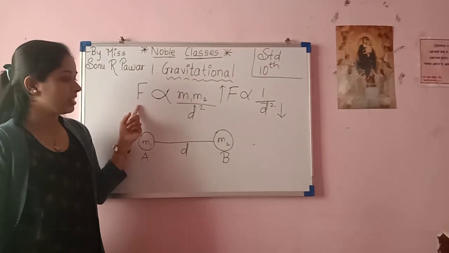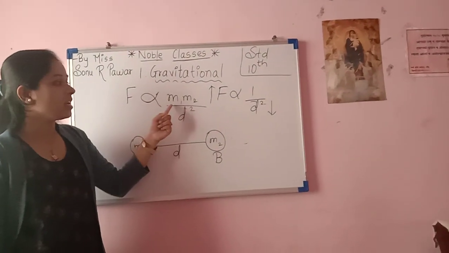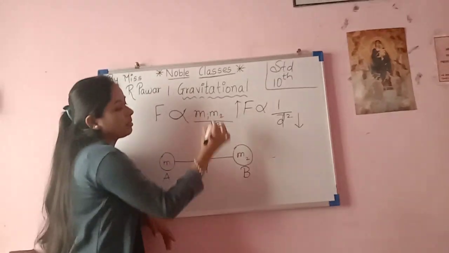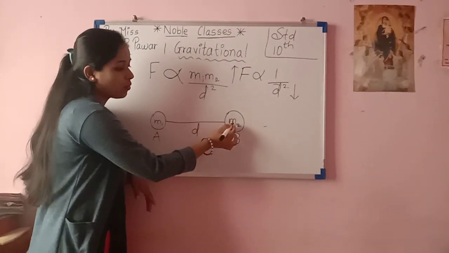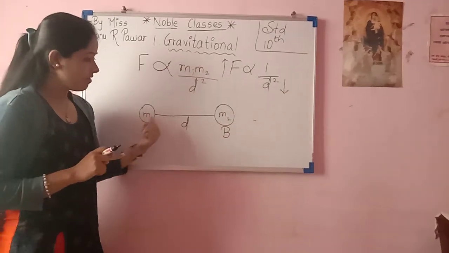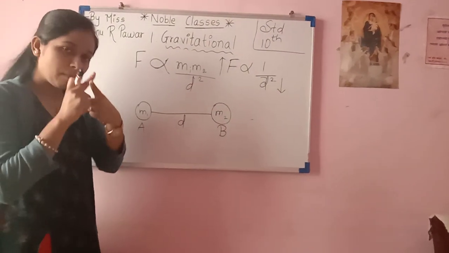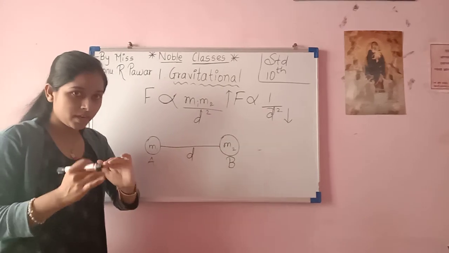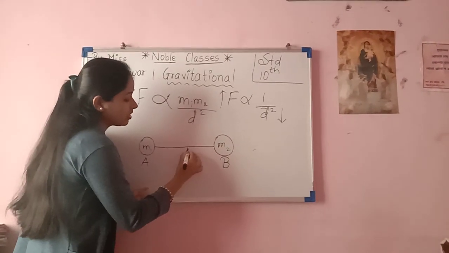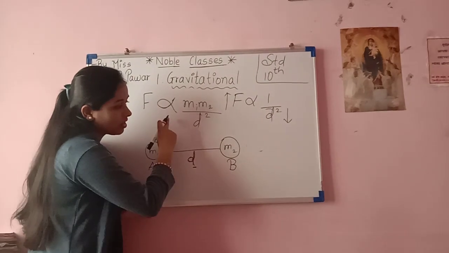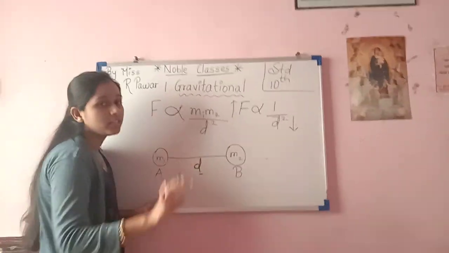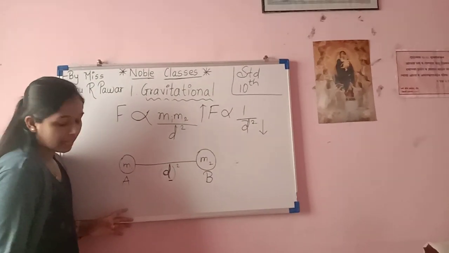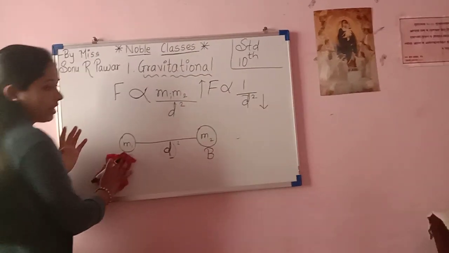Now here the statement is telling that gravitational force is directly proportional to the product of the masses. Product means multiplication. That means the masses M1 and M2 will be multiplied, and it is inversely proportional, which means it will come in the denominator, where D is the distance between them. So it is inversely proportional to the square of the distance between them. That means this D, you have to square it. Okay. Now, have you understood till here?